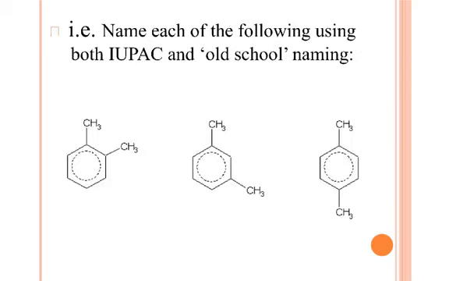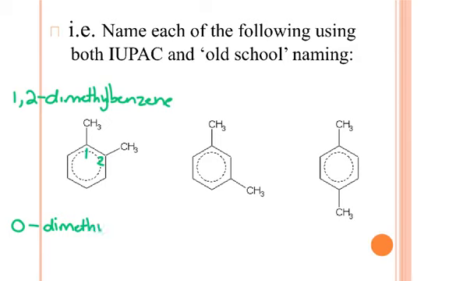Let's try it on for size. So for this particular one, I'm just going to look at the first and the last just to give us an example here. The first one, we have a 1,2 positioning. So we might call this a 1,2-dimethylbenzene. That would be the common name that we would use, the IUPAC name, and so traditionally I would expect that's what you would write as well. However, using the old school naming, we can take out the 1,2 and replace it with O, because O means 1,2. And again, dimethylbenzene. That part does not change.